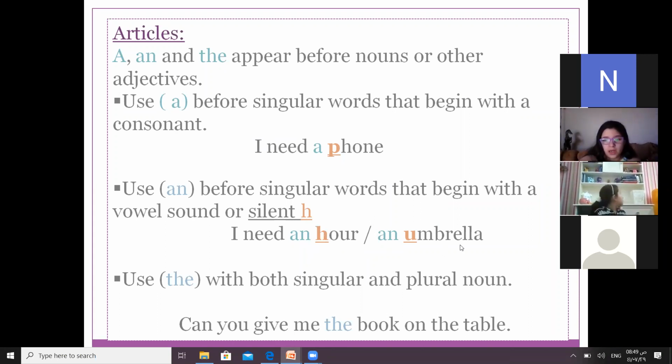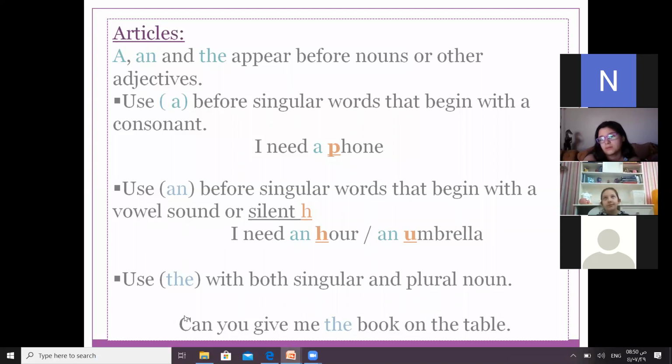I need an umbrella. Why did I use an? I didn't use a, because umbrella starts with what? With the vowel sound U. This is why I'm using an. So we use a and an when we have a singular noun, and also a with a consonant, and an with a vowel sound or silent H.